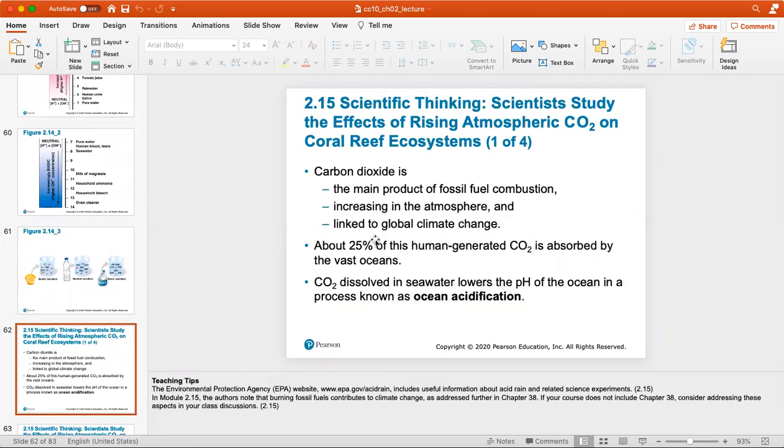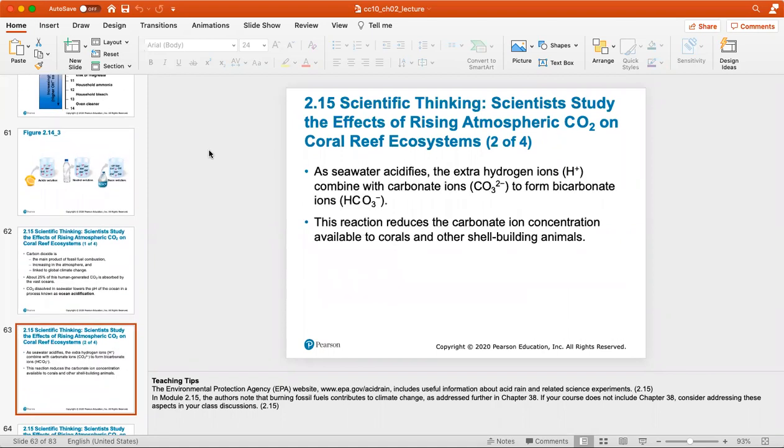Carbon dioxide then, so scientists will study the effects of rising atmospheric carbon dioxide levels on coral reefs, for example. Carbon dioxide is a main product of fossil fuel combustion, so the waste from your cars, plants. It increases in the atmosphere and is linked to global climate change. About 25% of this human-generated CO2 will be absorbed by oceans, and carbon dioxide will be dissolved in seawater. It'll lower the pH of the ocean in a process known as ocean acidification. So basically, carbon dioxide will increase the acidity of the oceans.